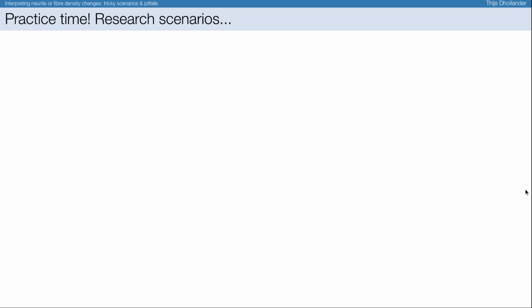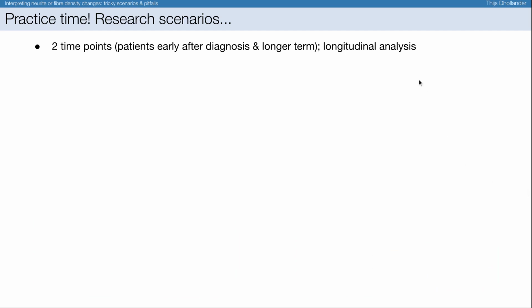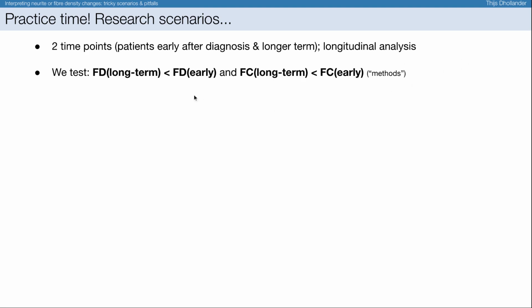All right, next scenario. Now we're going to do a longitudinal analysis with 2 time points. Both time points are from the same patient group; they're already patients, one early after diagnosis, and the second a little bit longer term. We're going to test whether the fiber density in the long term is decreased, whether over time they suffer some neurodegeneration maybe. But we're not going to get caught out. We're going to check the same for the FC, whether the FC is decreased in the long term versus the early time point. That's the methods here.